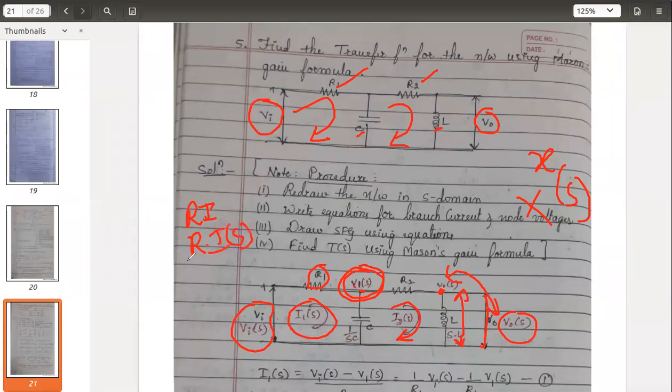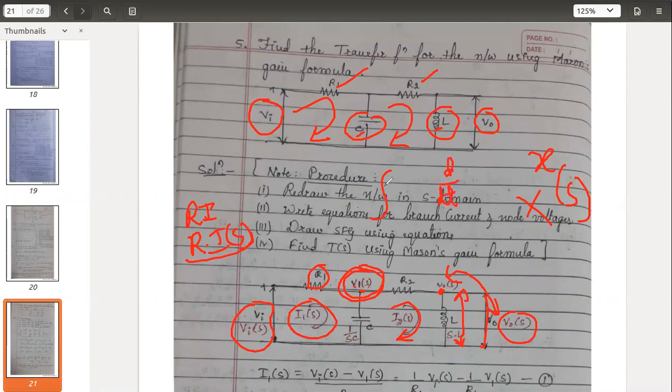So you're not taking any S value here. However, coming to C and L, there is a change. Whenever you come across a C, because if you remember, capacitance we get through integration, and L, inductance, you get through differentiation. Try to remember this, right?